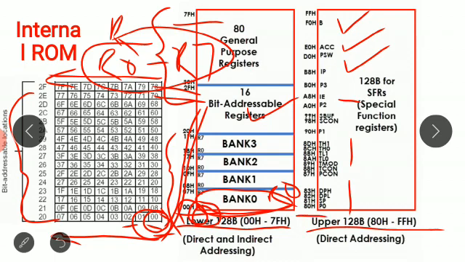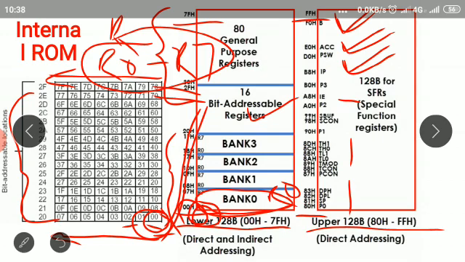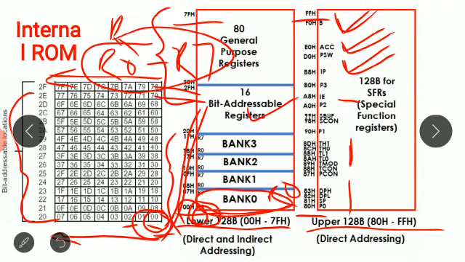Then the memory location from 80h to FFh. This is the part of the RAM wherein the SFRs are saved, the special function registers. So SFRs, like your accumulator, program status word, B register, then some other SFRs which are associated with timers, some with serial communication. There are many, and we'll be discussing the SFRs in another video. They are a very important concept.